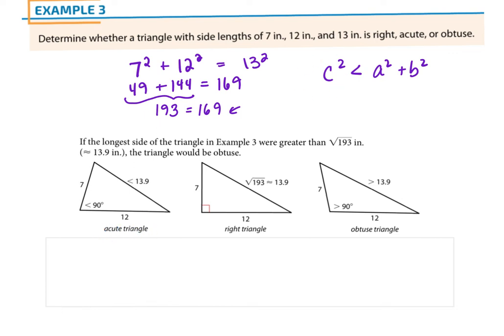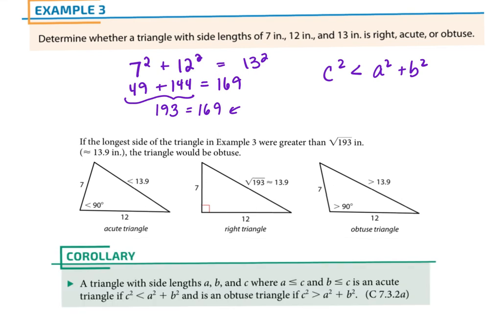Had my c-squared been bigger than the 13.9, then that means that this angle would have had to stretch out bigger than 90. So that would be an obtuse triangle. So you're always comparing your c. If your c-squared equals these two sides squared, it's a right triangle, easy. If your c-squared is smaller, it is an acute triangle. If your c-squared is larger, it is an obtuse triangle. And that's what this theorem at the bottom tells us.